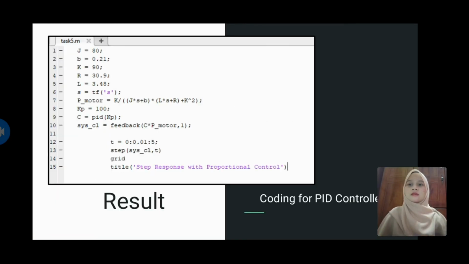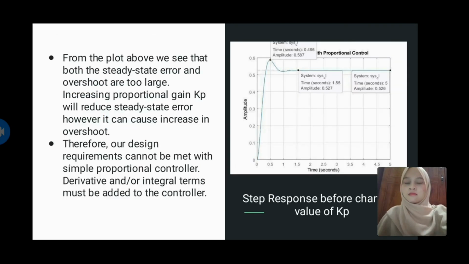Okay, this is the result. Firstly, this is the coding for the PID controller, and from the plot we see that both the steady state error and overshoot are too large. Increasing proportional gain (Kp) will reduce steady state error. However, it can cause an increase in overshoot.